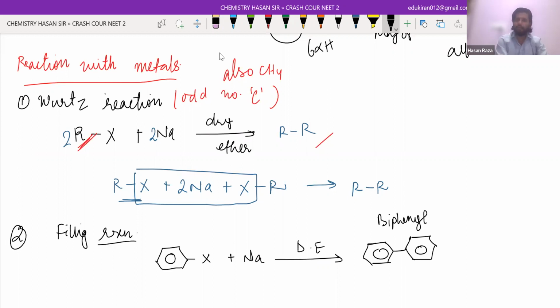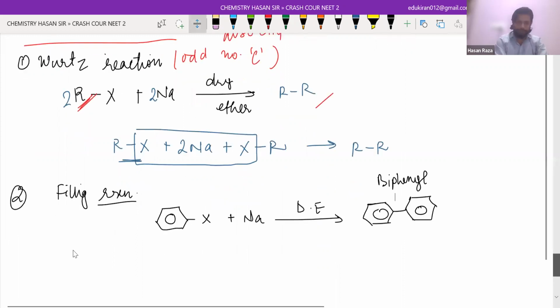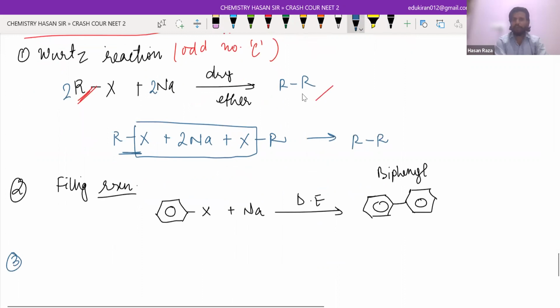Then comes the next, Wurtz-Fittig. You can see Wurtz is for alkanes, Fittig is for arenes, that is benzene, and Wurtz-Fittig is for both. You are going to add both.